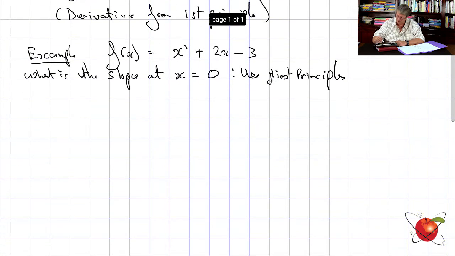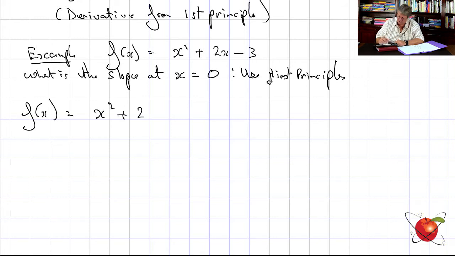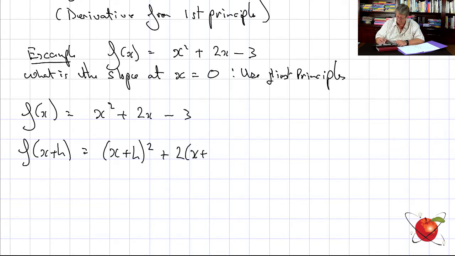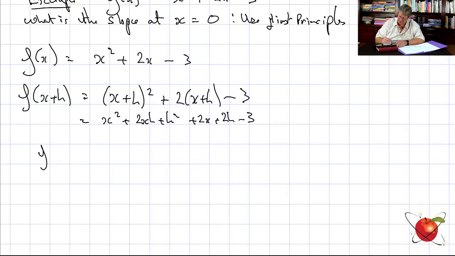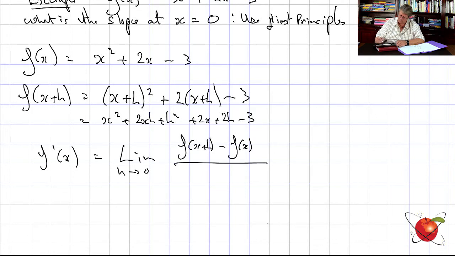What do I do? Well, you can use my method or you can do a huge numerator. I like to say, all right, what is f of x? I do it the other way, just for a change. F of x is x squared plus 2x minus 3. Then let's calculate f of x plus h. That is going to be x squared plus 2xh plus h squared plus 2x plus 2h minus 3. Then I am looking for f prime of x, which from first principles is the limit as h tends to 0 of f of x plus h minus f of x all over h.